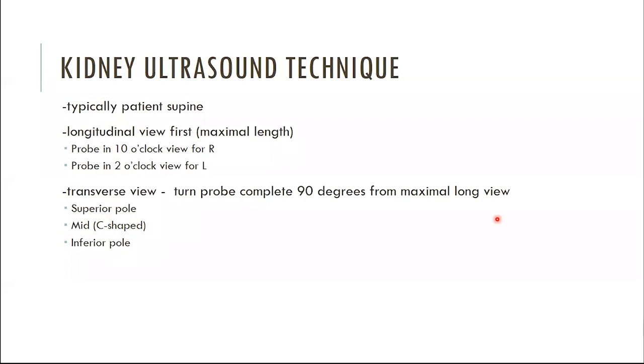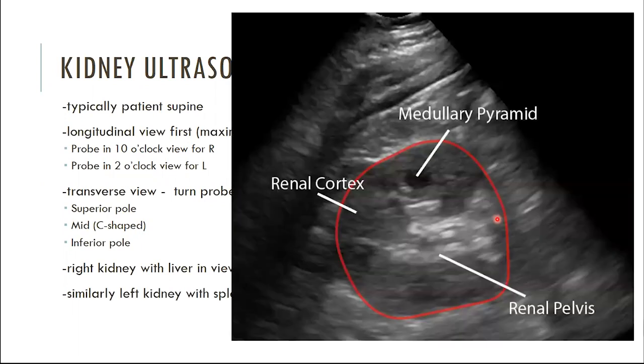And then once you have the longitudinal view and you've gotten your length, you'll turn your probe 90 degrees and you're looking for the middle of the pole first. And that's where you get your classic C-shape, and you'll then scan to the superior and inferior poles, and that will help you assess for masses. So this you can see is one of the classic C-shapes right here. You've got the pelvis here, and it really just looks like a C, and that's the middle of the pole, and then you would scan both to the superior and inferior side.